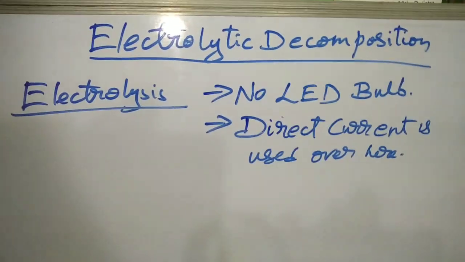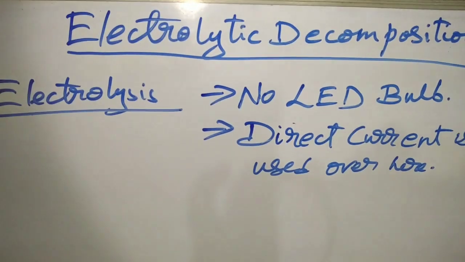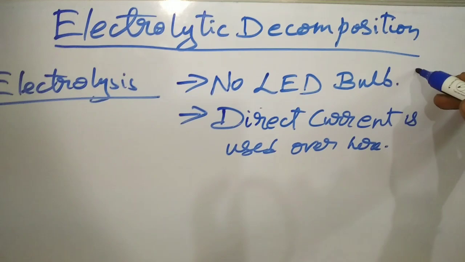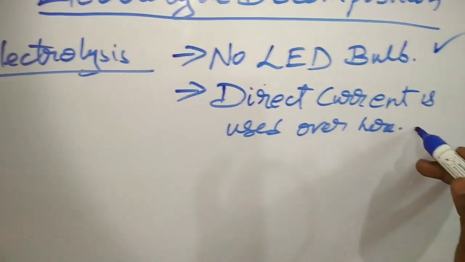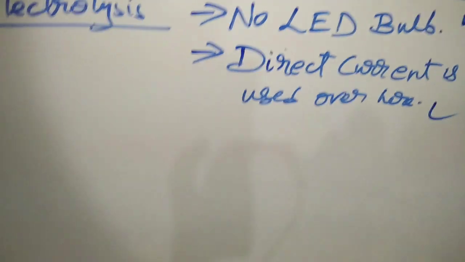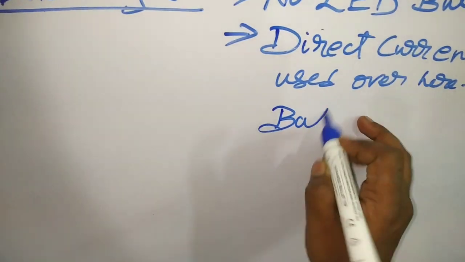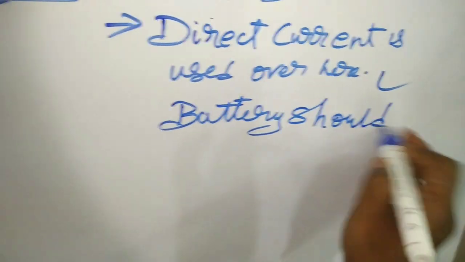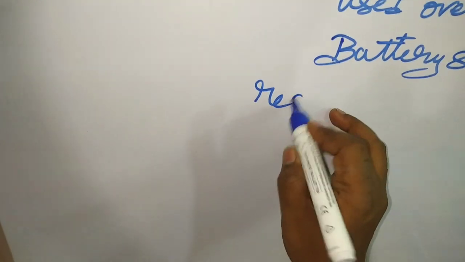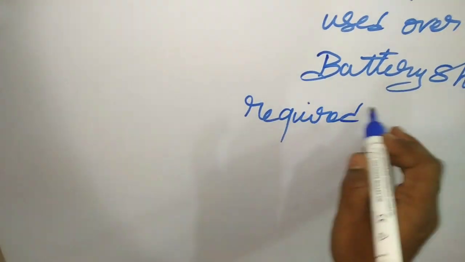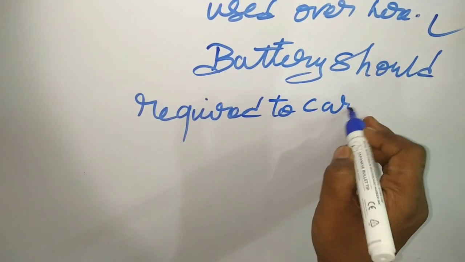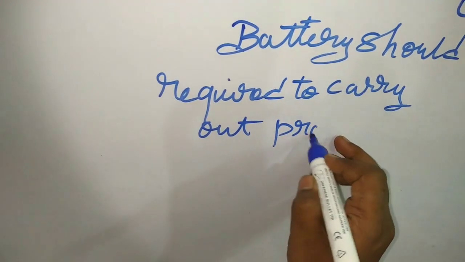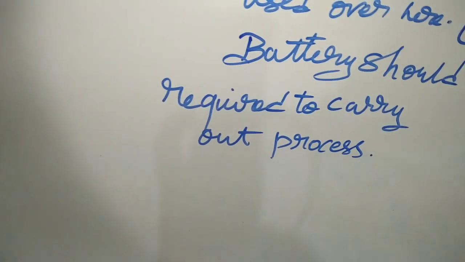Now students, in the electrolysis process no LED bulb should be used and only direct current is used over here. That means a battery is required to carry out the process. Okay students?